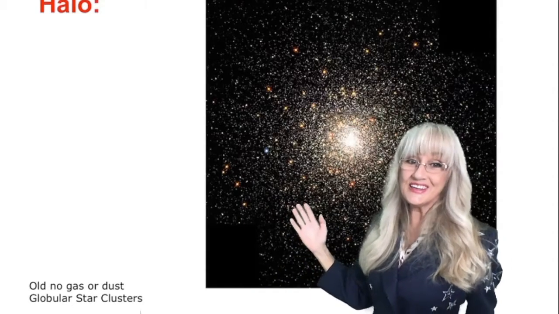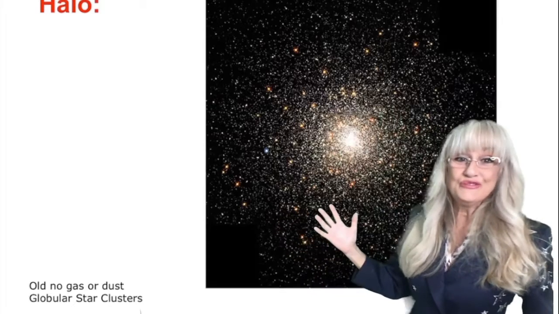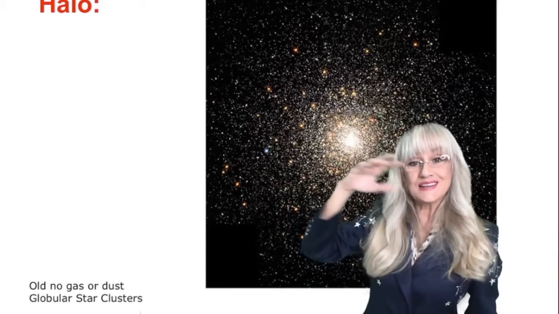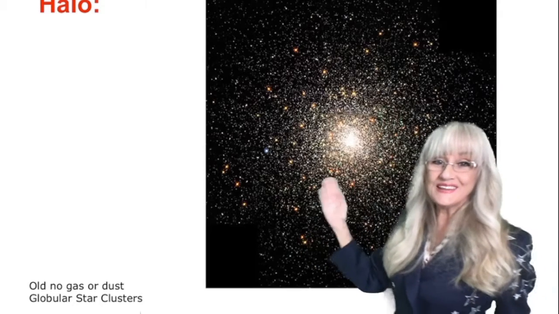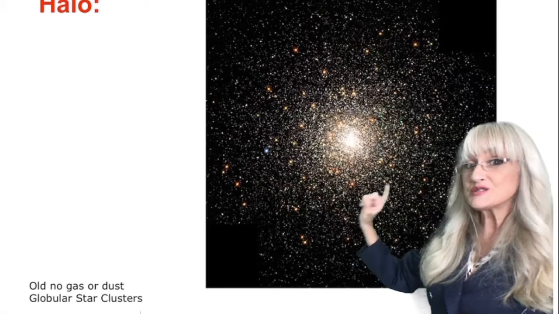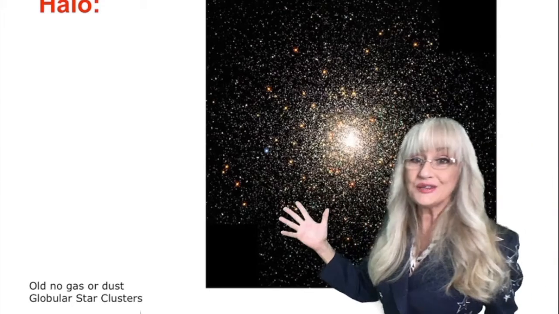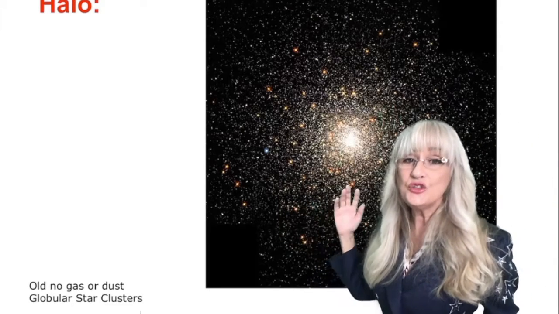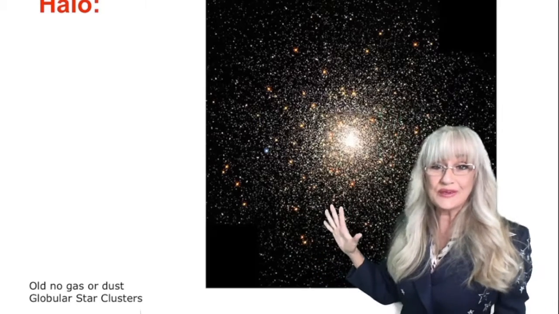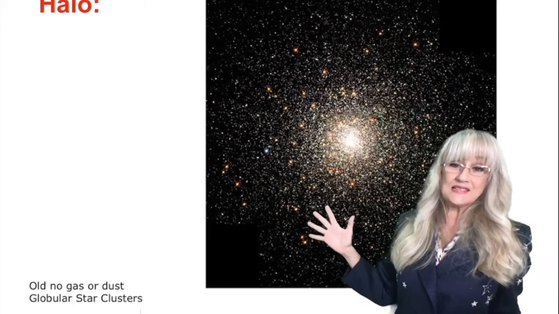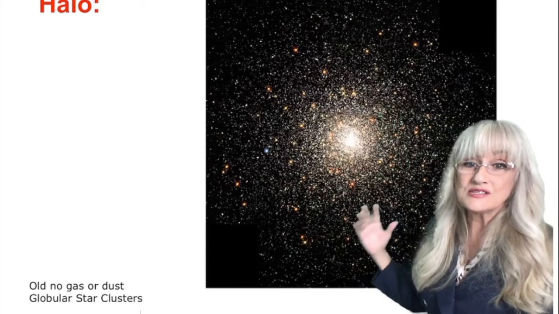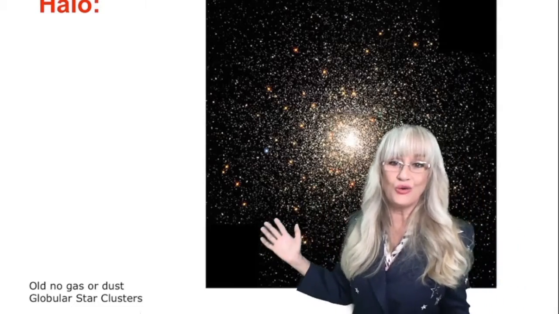The halo is actually almost invisible. It surrounds the Milky Way galaxy completely like a bubble. In the halo you find these objects, globular star clusters, 200 of them. Again, no gas, no dust, so no new stars have been formed for the past 10 billion years. So these objects are very old.